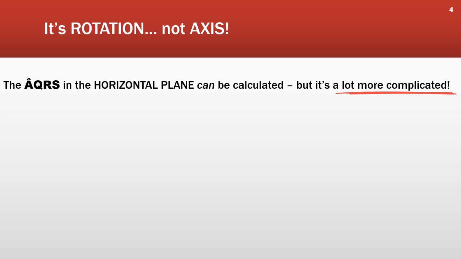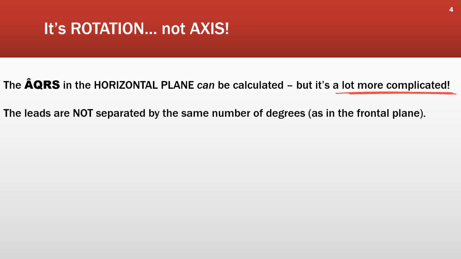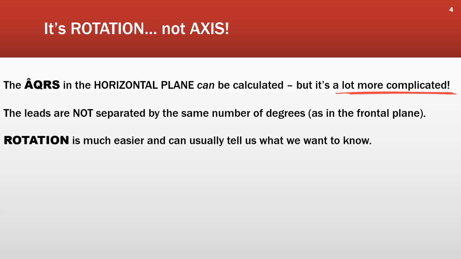The QRS axis in the horizontal plane can be calculated, but it's a lot more complicated. We used to do this years ago, and then we decided that rotation was much easier and more effective to use. Now, the leads are not separated by the same number of degrees in the horizontal plane as they are in the frontal plane. You recall in the frontal plane, if you're looking at the hexaxial reference grid, all leads are 30 degrees apart. That's not the case with the horizontal plane, which makes it a bit more difficult if you're actually trying to calculate the mean QRS axis specifically in degrees. Rotation is much easier and can usually tell us exactly what we want to know.